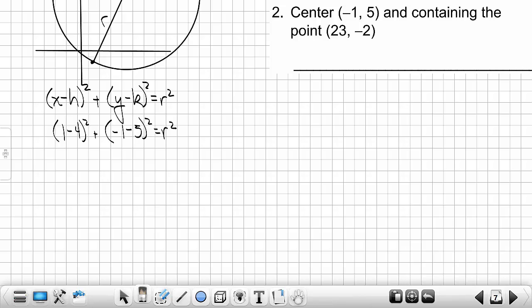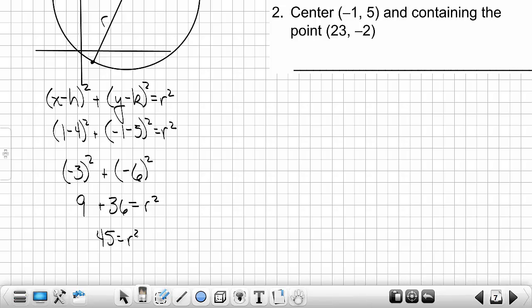Okay. Tim, what's 1 minus 4? Squared. Okay. Tim, what's negative 1 minus 5? Negative 6 squared. 36. Okay.